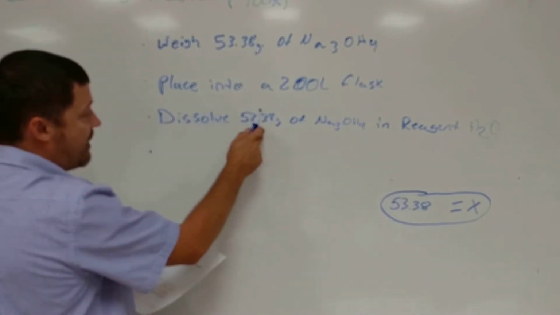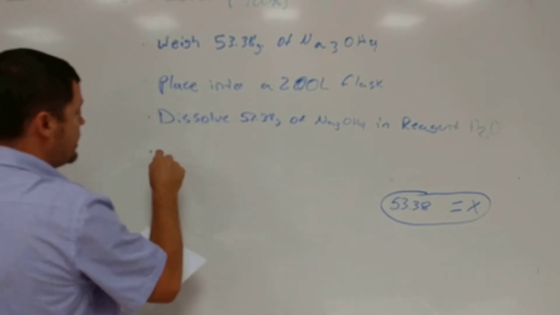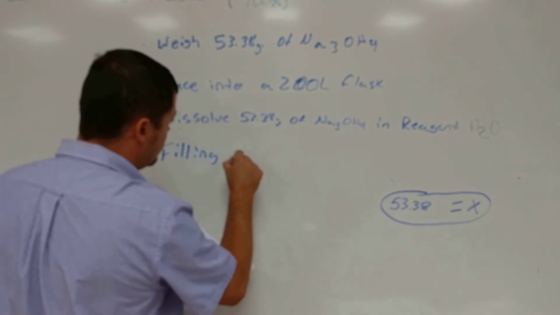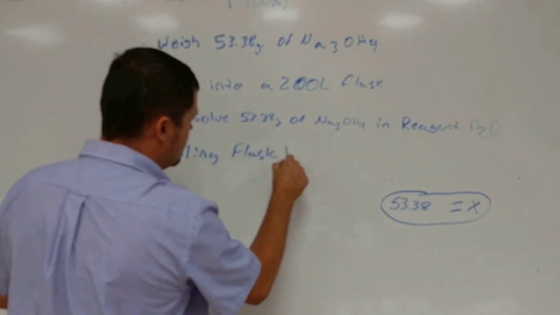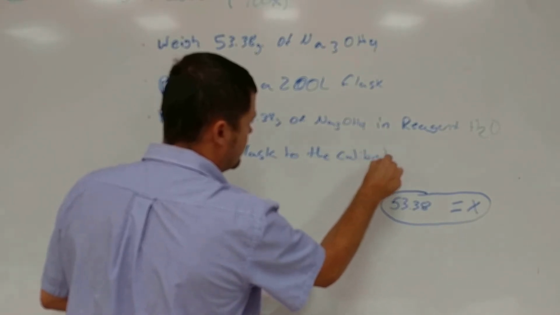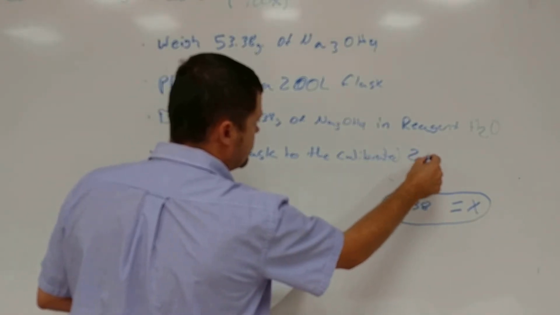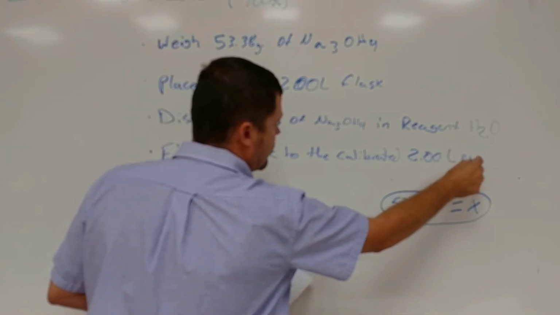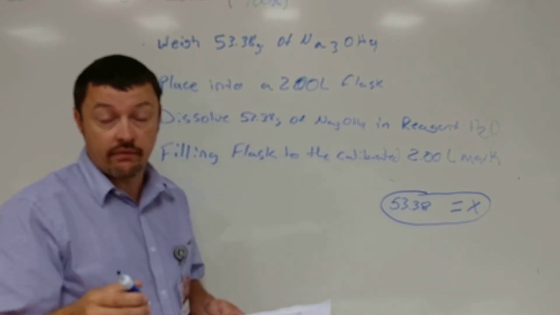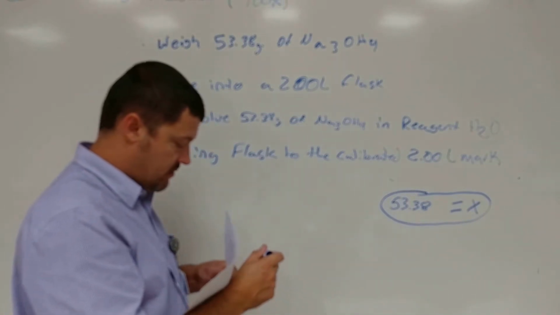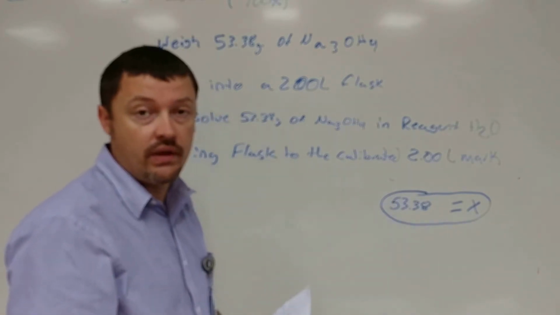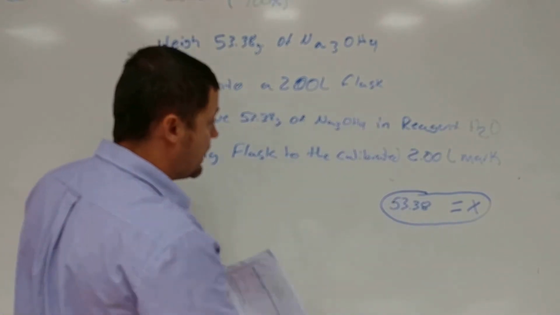And then after you have this dissolved in your flask, you can finish filling the flask to the calibrated 2-liter mark. And that's going to give you your final working reagent, okay? So remember that you have to know that molarity value.